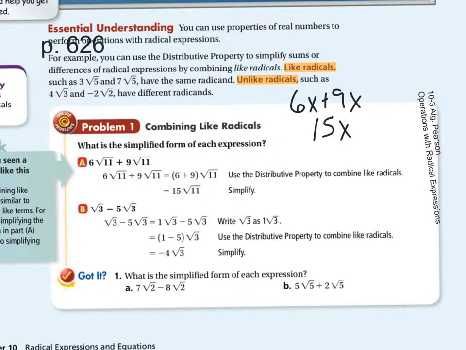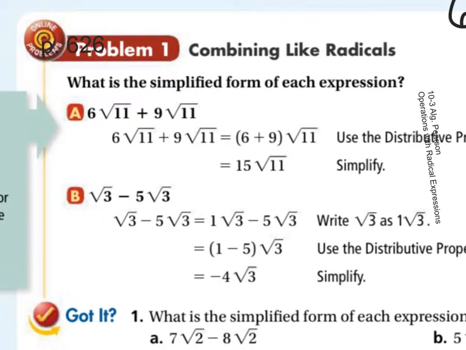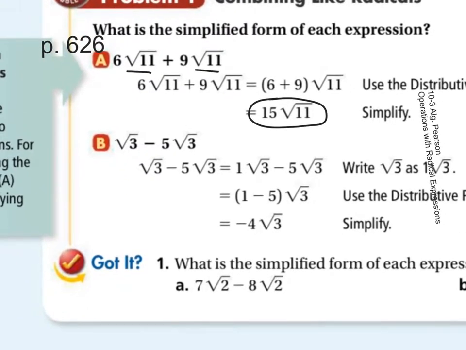That's pretty much the same idea as what's going on in problem 1 part A, where we have 6 square root of 11 plus 9 square root of 11. Since these are both being multiplied by square root of 11, it's the same idea as what we just did with the x's. So we can just add those together, and that would be 15 times the square root of 11.